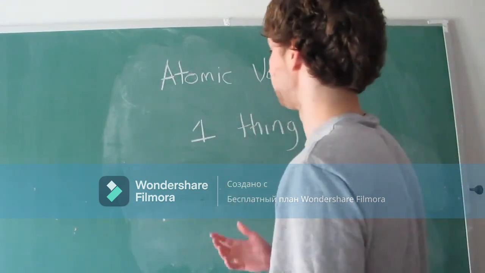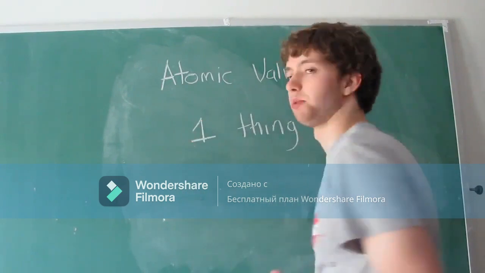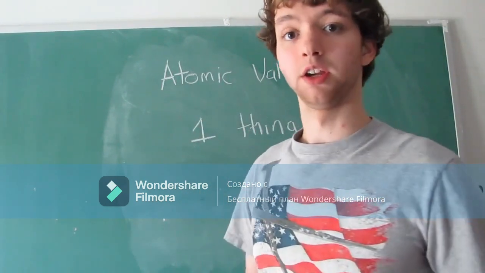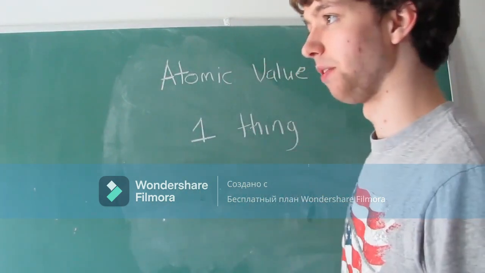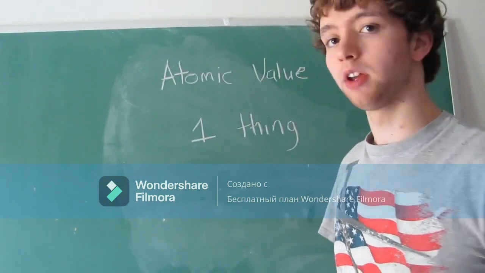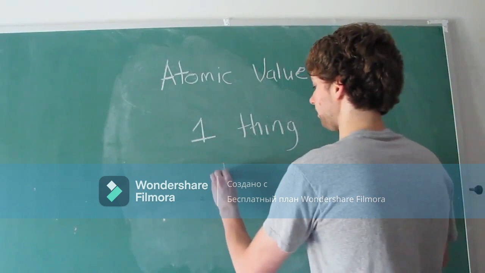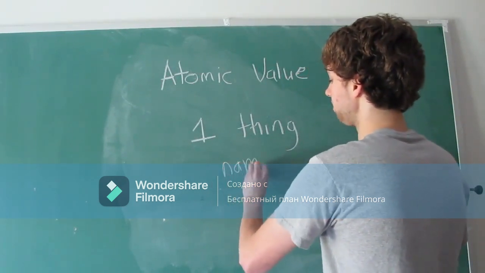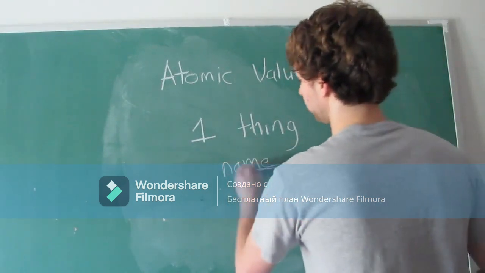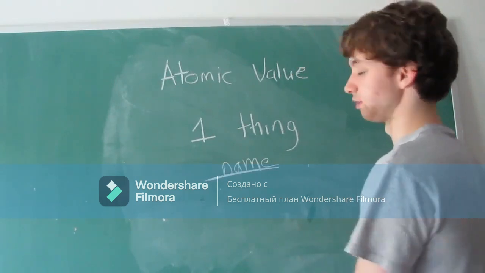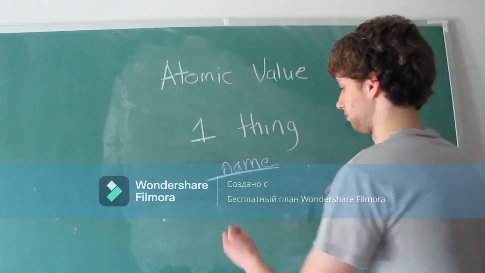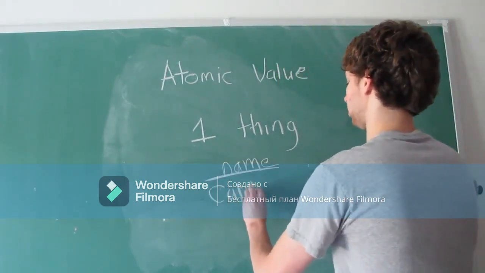Everything we store in a database should be one thing. When we have columns, they're about one thing. All of the values within that column are one thing. We have a column name. Well, what does a name consist of? You can have a first name, middle name, and last name.